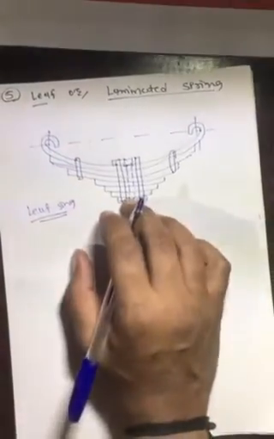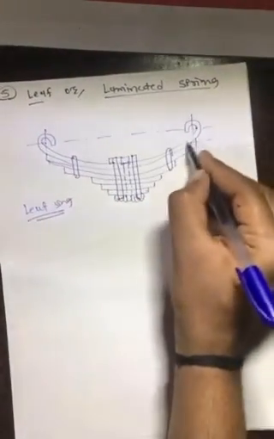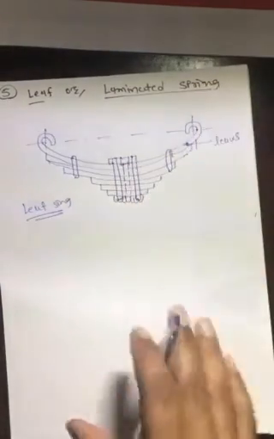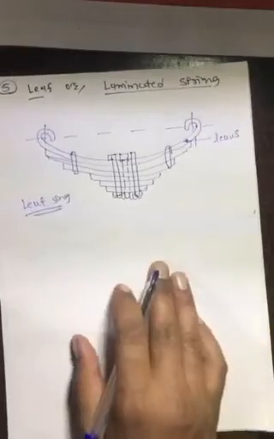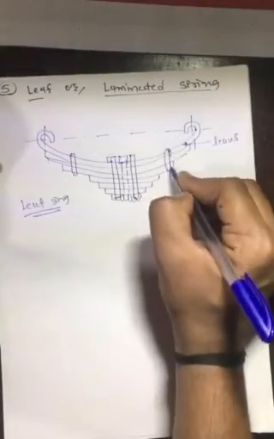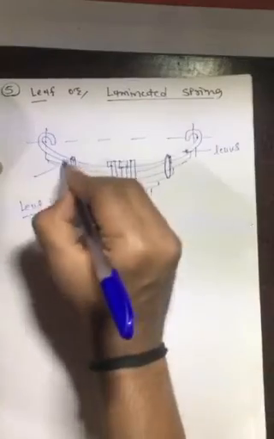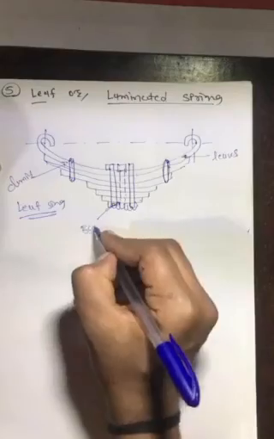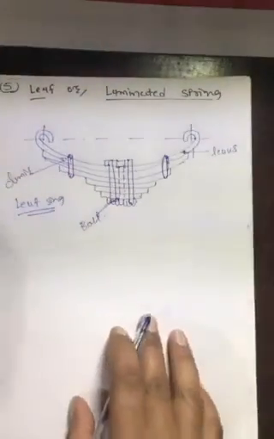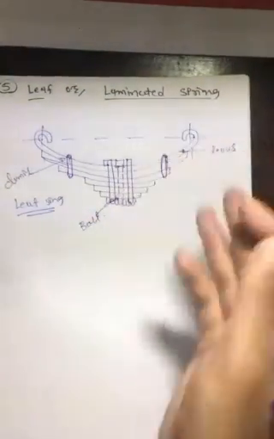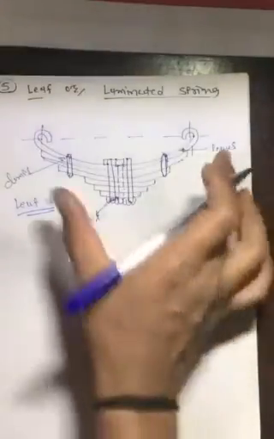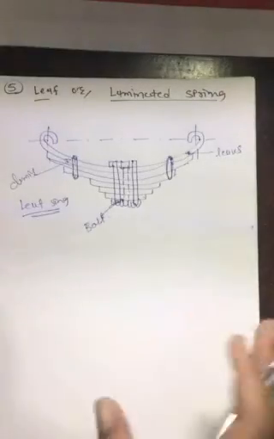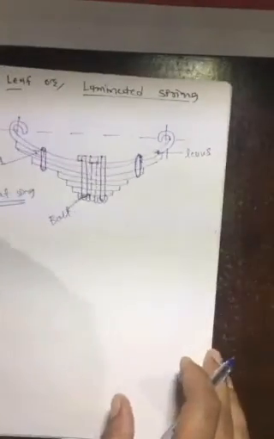It consists of a number of leaves, right? This one is the leaves held together by means of clamps and bolts. This one is the clamps and this one is the bolt. It consists of a number of leaves held together by means of clamps and bolts. It is the simple diagram and simple introduction of the leaf spring.